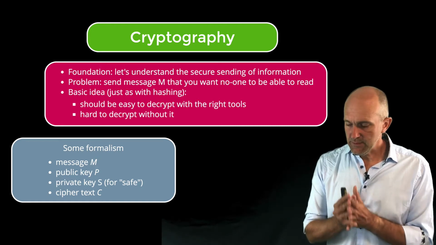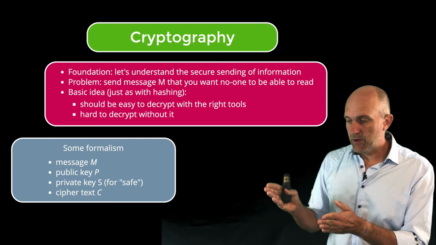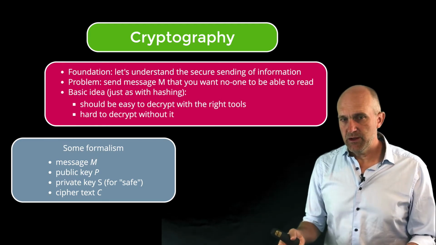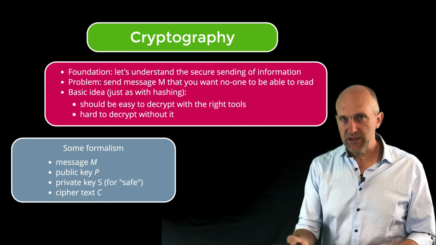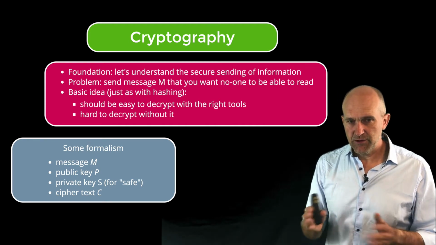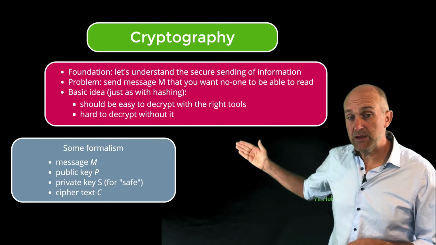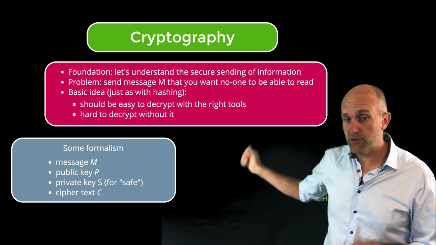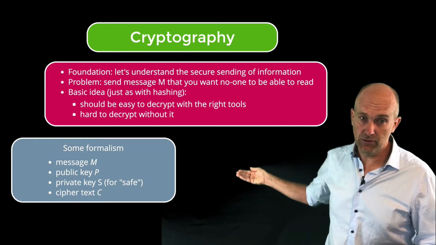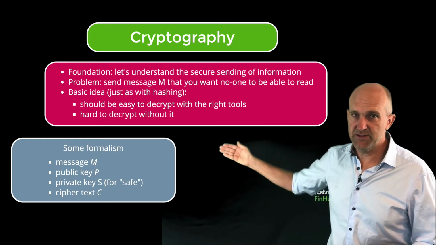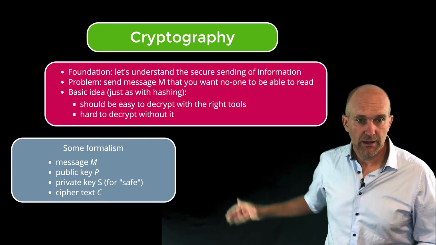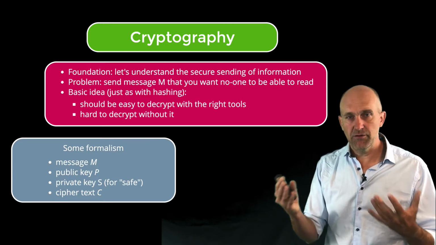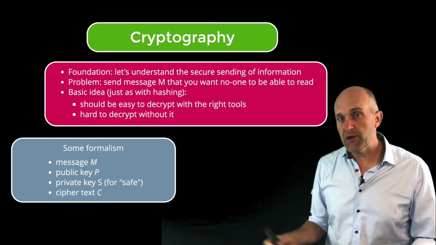So now we have to have some formalism. We call the message that we want to send M. And the encryption that we're interested in is so-called public-private key encryption. How this works is there is a message, a public key, and a private key. For the public key, we use big P, and for the private key, we use S for secure. Then we have something called a cipher text, and we call this C. The cipher text essentially is a modification of the message.